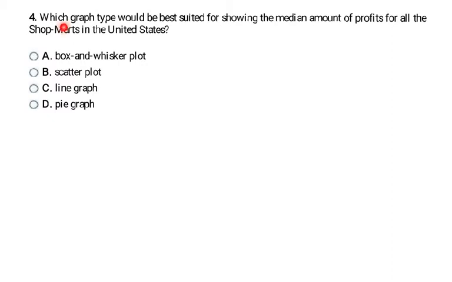All right, this example says, which graph type would be best suited for showing the median amount of profits for all the shop marts in the United States? We have A, box and whisker plot, B, scatter plot, C, line graph, and D, pie graph. So this question wants to know about a median. Anytime we're talking about a median, we want to go straight for the box and whisker plot because it has the median, the lower median, and the upper median. So anytime it's asking about median, your answer is going to be box and whisker plot.